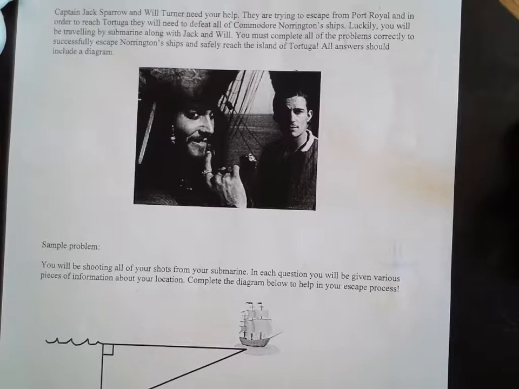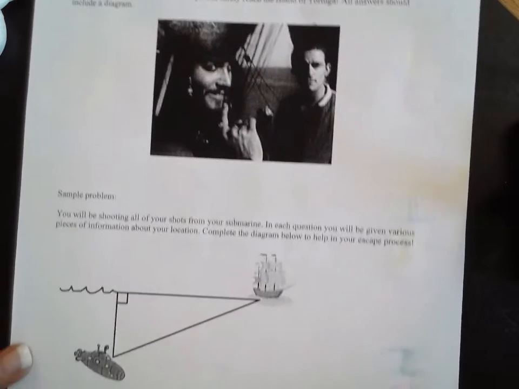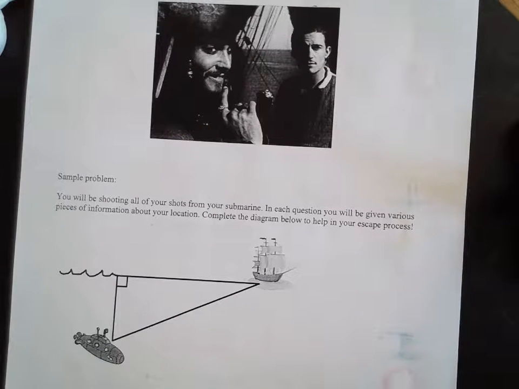All right, so we're going to do a little review or practice with Jack Sparrow, Captain Jack. He needs help to escape from Port Royal. In order to reach Tortuga, you have to defeat all of the ships, and we are in the submarine. If you complete all the problems correctly, you successfully escape the ships and safely reach the islands. All answers should include a diagram. That's really the most important part. But let's talk about what all we have going on here.